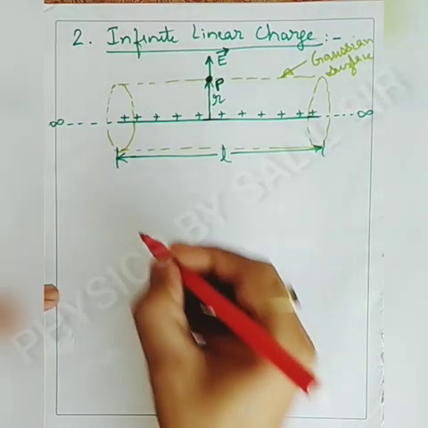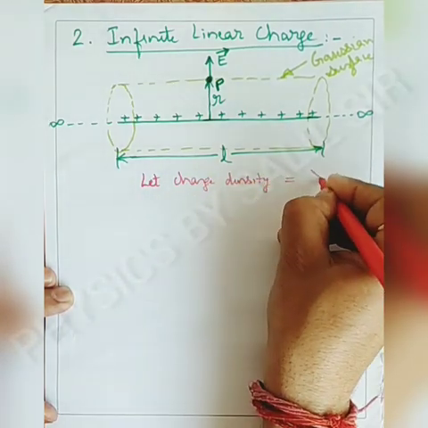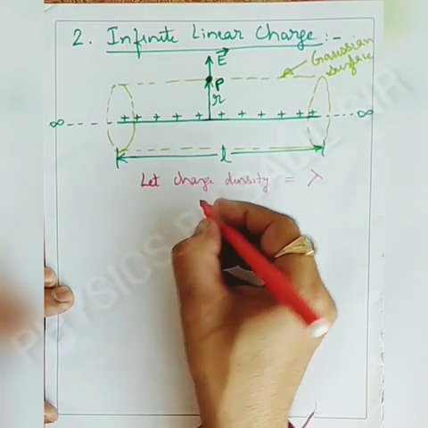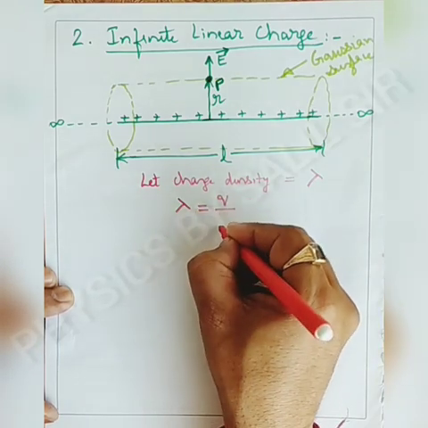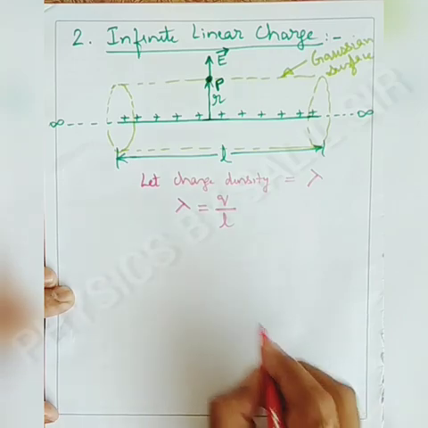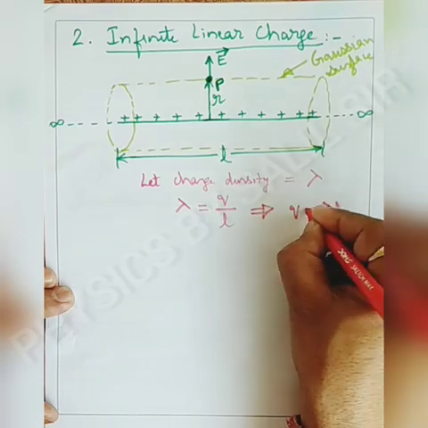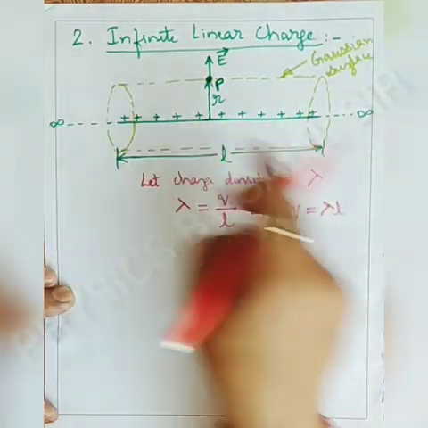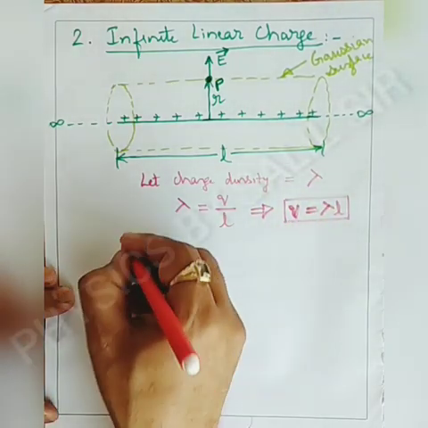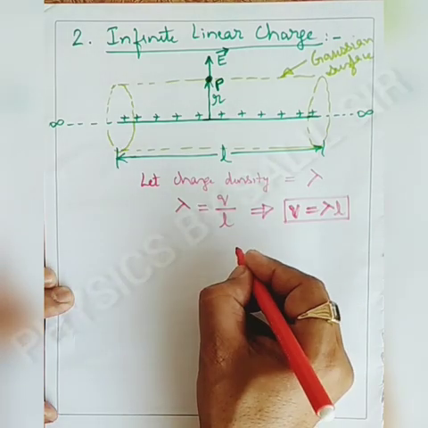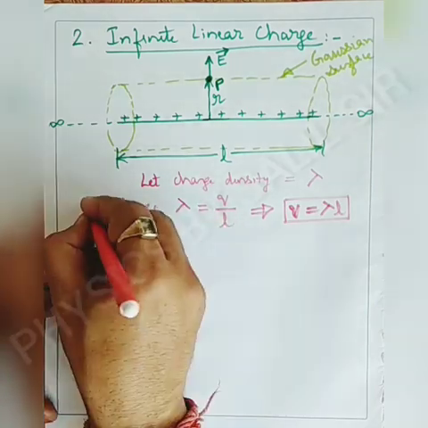For infinite linear charge, suppose charge density is represented by lambda, and this lambda is charge per unit length. If we cross multiply this, then the total charge in this length will be Q is equal to lambda L. You have to remember this. So this lambda is the charge density. This is A.